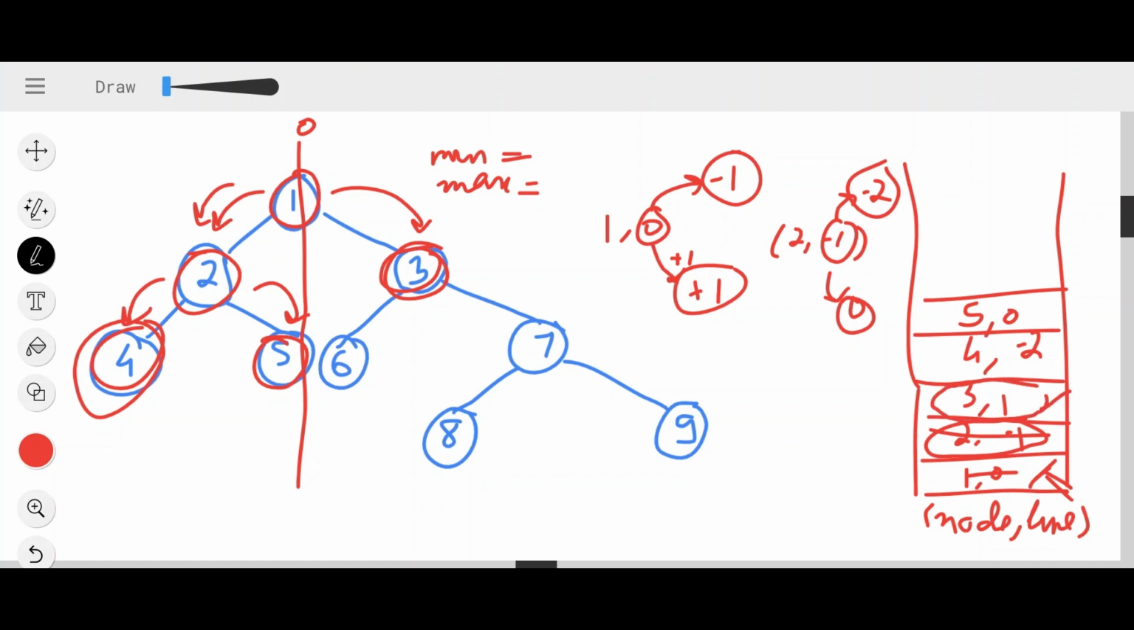Okay. So now what is the next element? It is 3 comma 1. Pop this 3 comma 1 from your queue. Now where is this 3 comma 1? It is here. Do we have any left node? Yes, I do have.